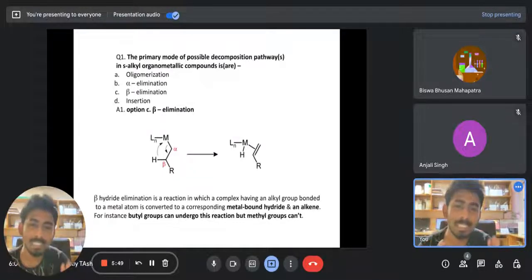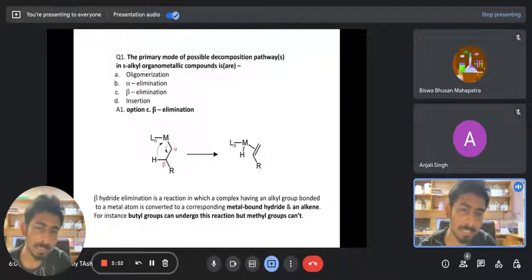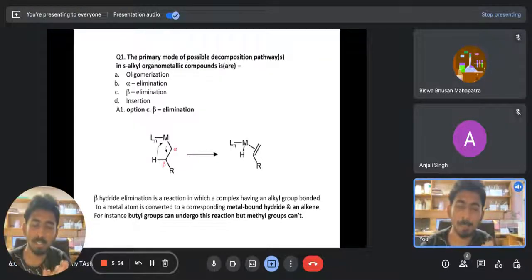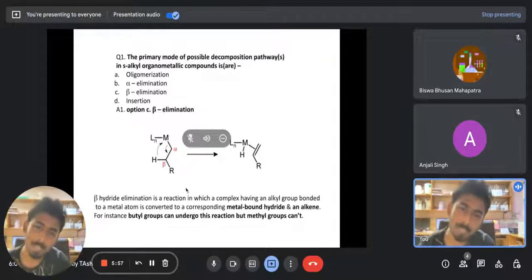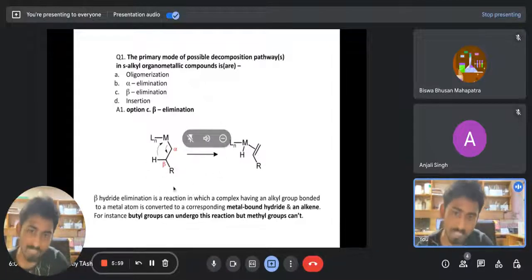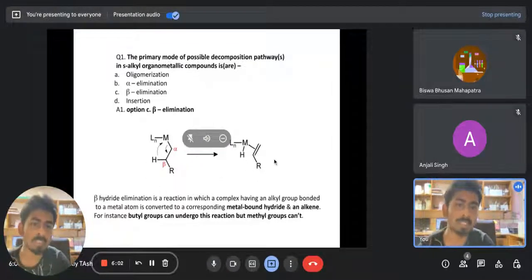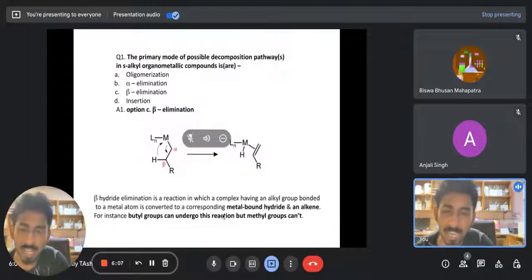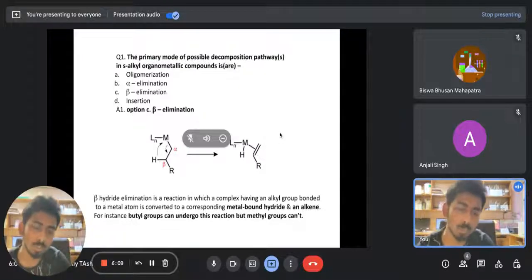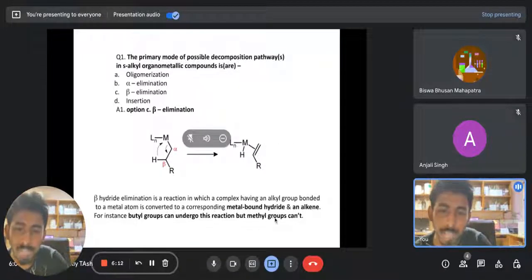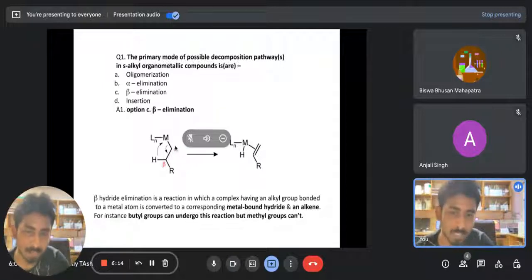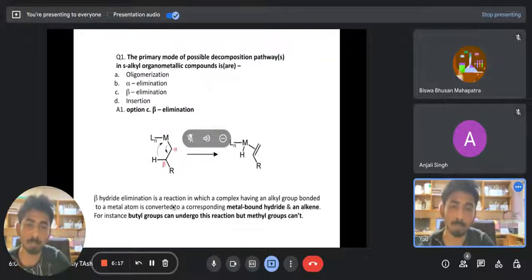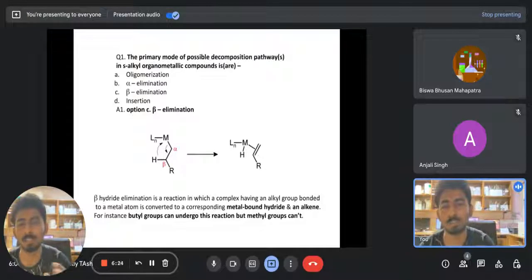So this is the basic criteria of a beta hydrogen elimination. An alkyl group having a beta hydrogen must be attached to the metal atom, and after this beta hydride elimination, a metal hydride is formed which is bonded to an alkene. Now, for example, butyl group can undergo this reaction. Butyl group is nothing but CH2, CH2, CH2, CH3. But a methyl group has only alpha hydrogen atoms, only 3 alpha hydrogens. So methyl groups cannot undergo this beta hydride elimination. In later stages, you will understand more because we will be going through several examples.